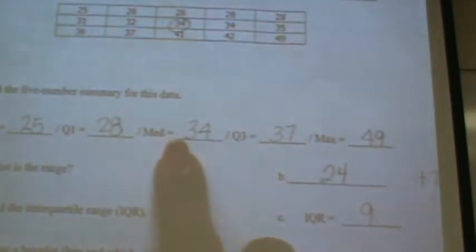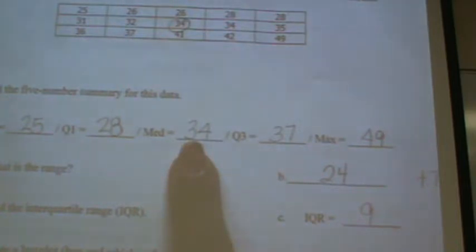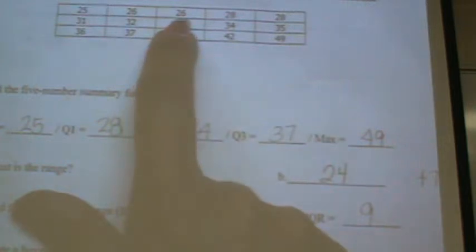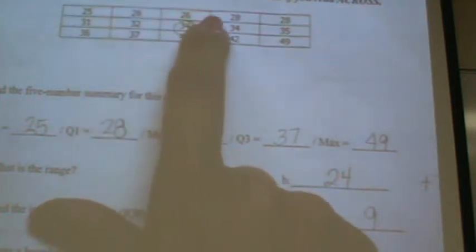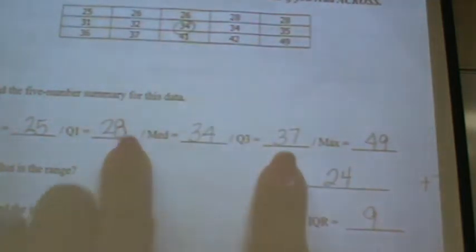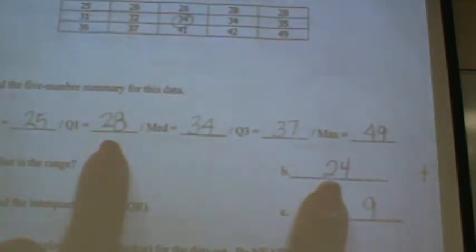Now the middle number, right smack in the middle, is 34. That's your Q2. So 28 is going to be the median of the lower half. You have an odd number, so 1, 2, 3, 4, 5, 6, 7, so 28 is the middle number. And the middle number of the upper half is 37. The difference of these two is your IQR, interquartile range, 9.